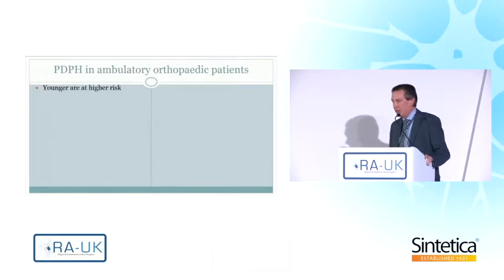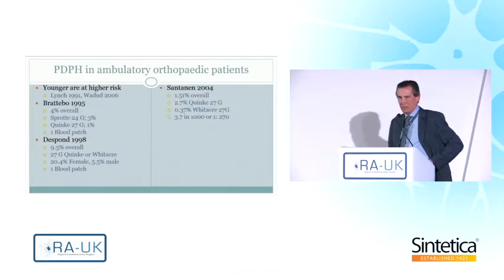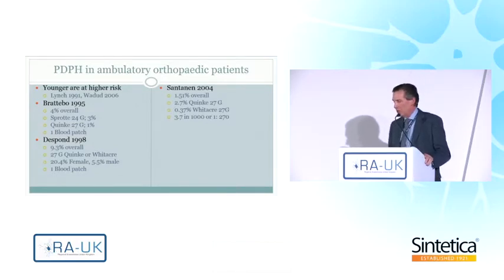And then there's PDPH. Well, we know that the younger patients are at higher risk, whether they're male or female. We also know that females are at higher risk. And let's look at the data. Bratibo had a rate of 4% overall using 24 and 27 gauge needles and 1 blood patch. Despond in 98, 9.3% overall with 27 gauge needles and 1 blood patch. More recently, 2004, perhaps slightly better, 1.5% overall using 27 gauge needles. That's 3.7 in 1,000 or 1 in 270.